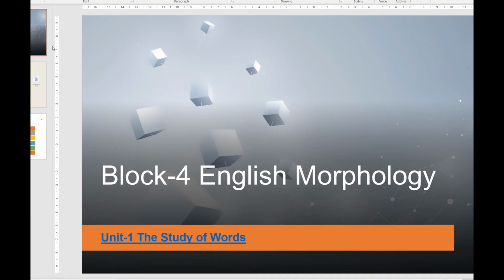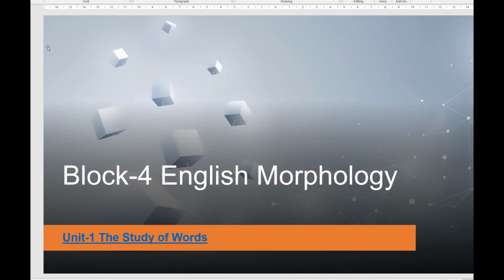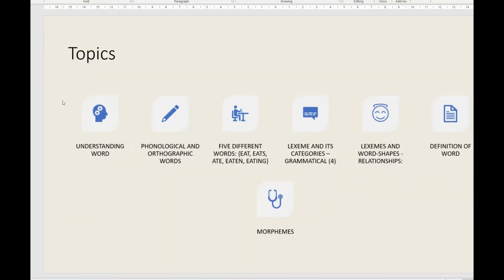Today we are going to discuss English Morphology, Block 4, Unit 1, that's the study of words. So today what we are going to cover are the following topics. First we will understand what is a word, then the meaning of phonological and orthographic words. After that we will understand different words, like one word can have multiple meanings or multiple forms, but how it is considered to be just one word.